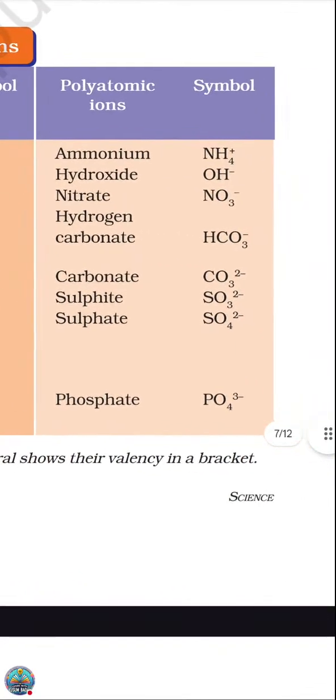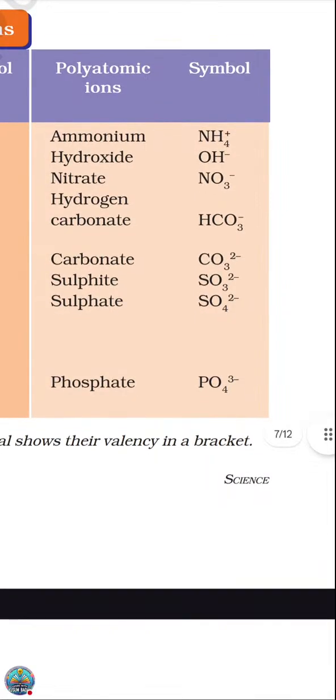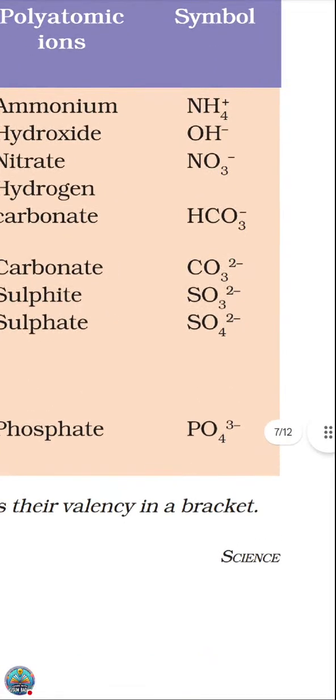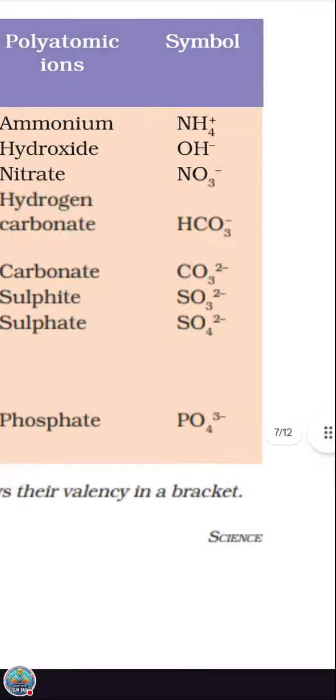Now next one is ammonium. This is the most important one which you need to learn perfectly. Ammonium, NH4 plus, so valency is +1. Hydroxide, OH minus. Whenever we have polyatomic ions, we call them polyatomic as more than 2 atoms are there. In NH4, total number of atoms: 1 nitrogen and 4 hydrogen, total 5 atoms. In the same way OH has 2 atoms, NO3 has total 4.